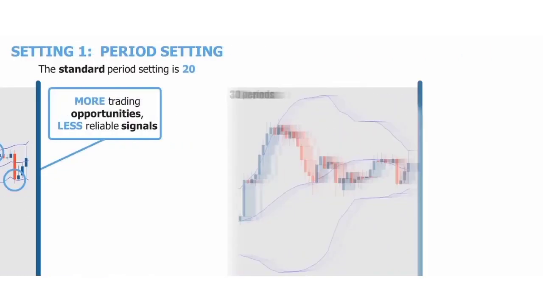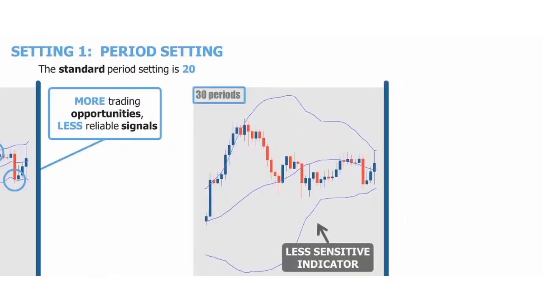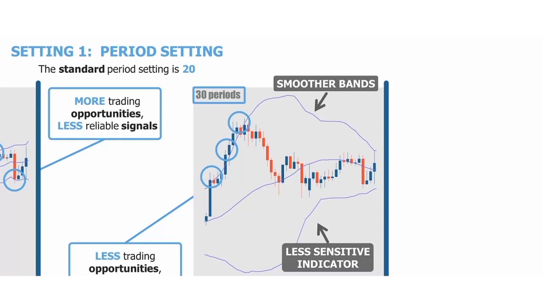Conversely, if you change this to a higher setting, 30 periods for example, then the indicator will be less sensitive to price movements. This will result in smoother, wider bands that price will reach and break through less often. This will offer fewer trading opportunities, but the signals will be more reliable.